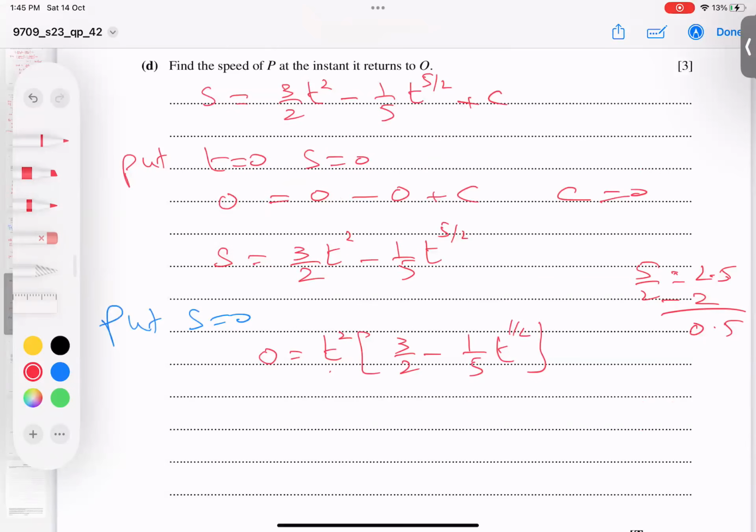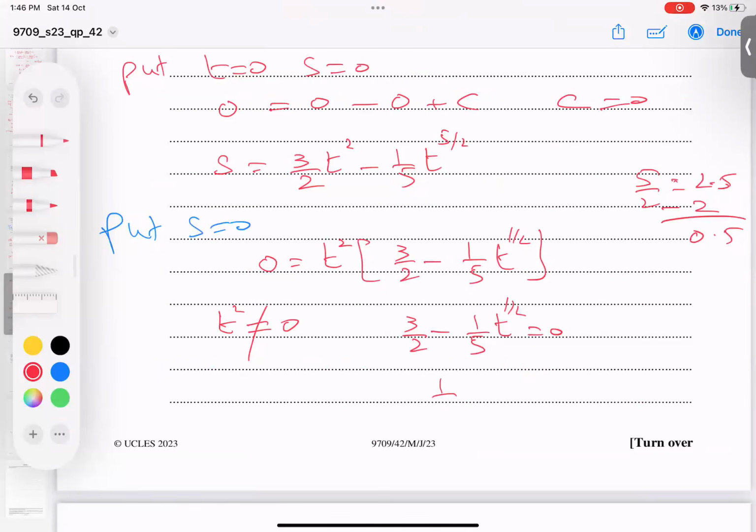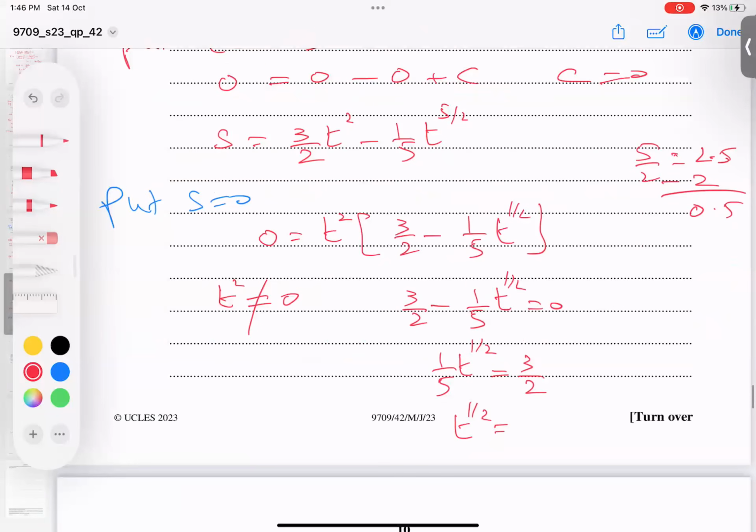Either this times something is 0, or this is 0. So t square equal to 0 is not possible. I'm leaving it. 3 by 2 minus 1 over 5 t to the power half is equal to 0. So 3 by 2 and 1 by 5 go on the other side. Now if I solve algebraically, half power gives 15 by 2. If I take the square on both sides, because power half is root, squaring this gives 225 by 4, which is 56.25.